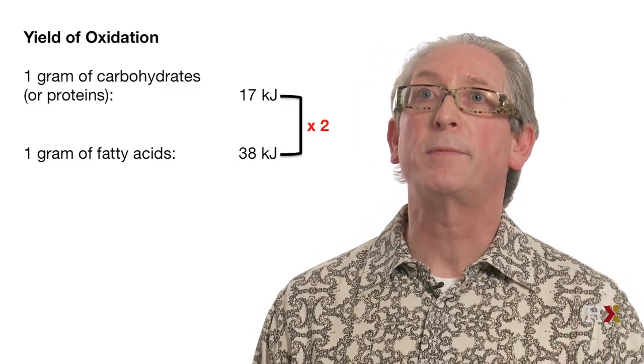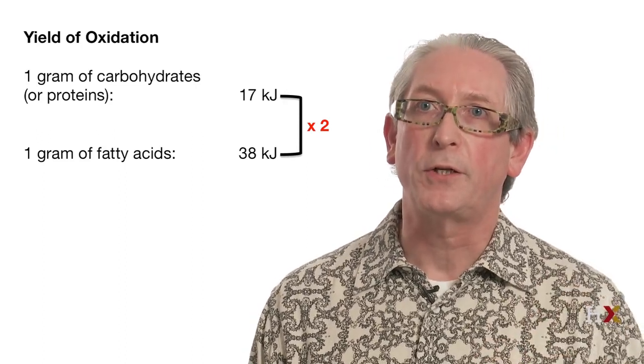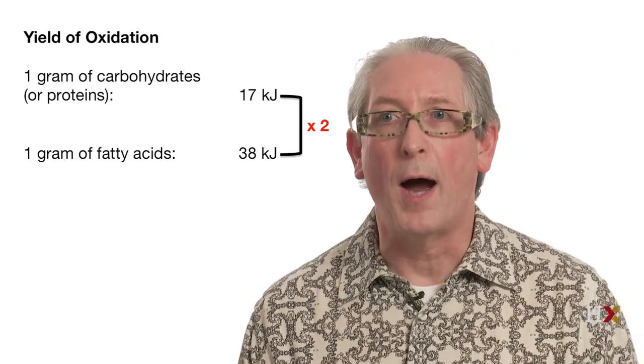Glycogen is a polymer of glucose units. Now, there are two reasons why triacylglycerol are more efficient than glycogen. First, the carbons in fatty acid are much more reduced than the carbon in sugar molecules. As a consequence, the complete oxidation of 1 gram of fatty acid produces twice as much energy, 38 kilojoules, than the complete oxidation of 1 gram of carbohydrates.